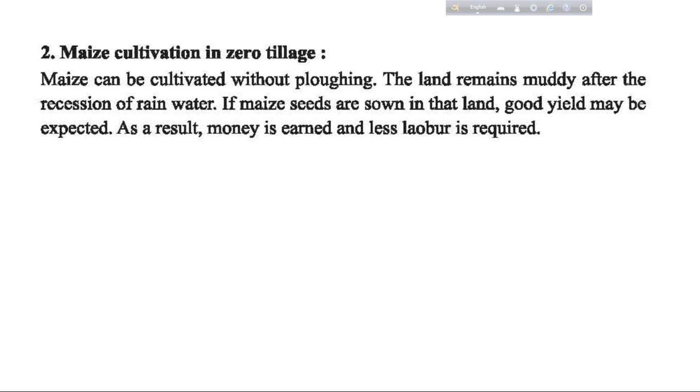When there is rain, after the recession of rainwater, that means when rainwater goes away, the land becomes muddy. If maize seeds are sown in that land, a good yield will be produced. As a result, money is earned and less labor is required.